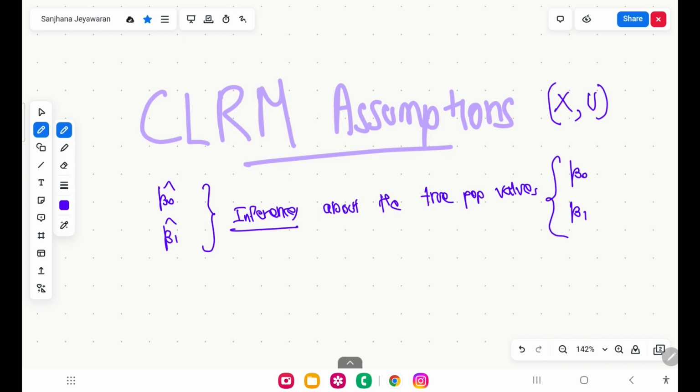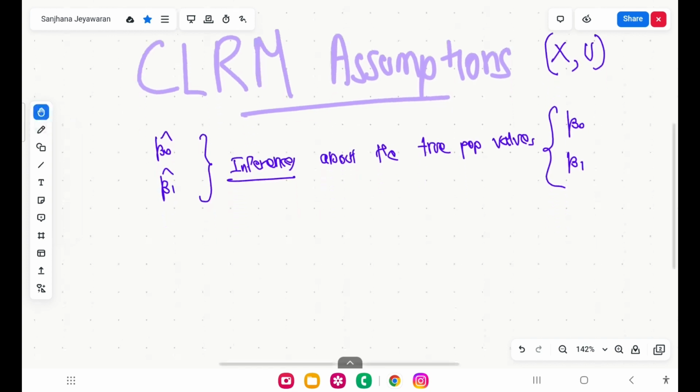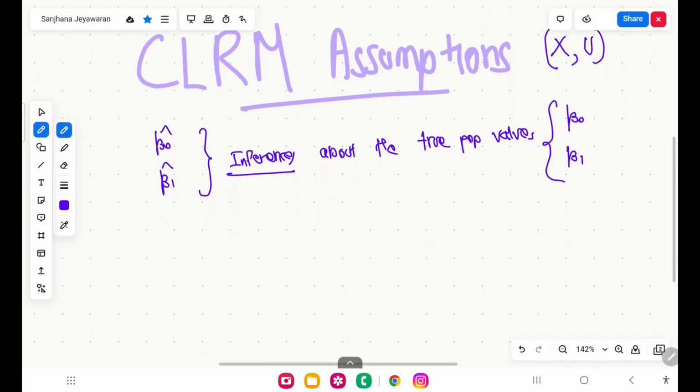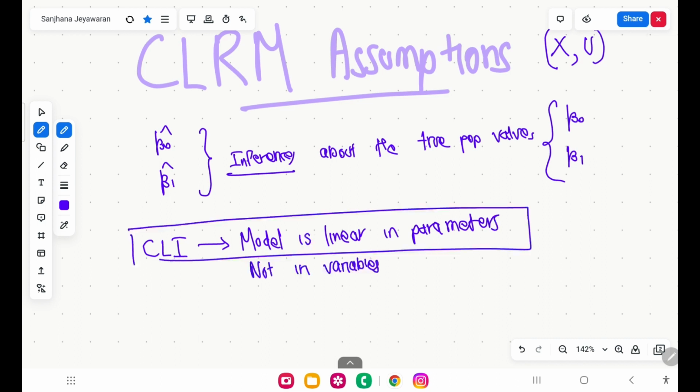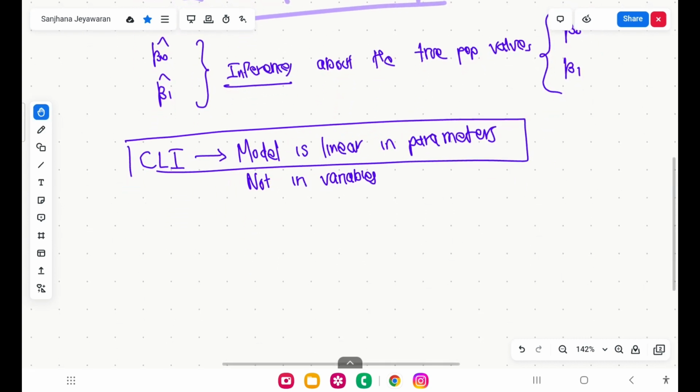Now we'll be going through each of the assumptions. There are 5 assumptions, CL1 to CL5. CL1 says, and this you would be very familiar with, that the model is linear in parameters and not in variables. That means we have to ensure that the parameters are linear, not the independent variables or the dependent variable.